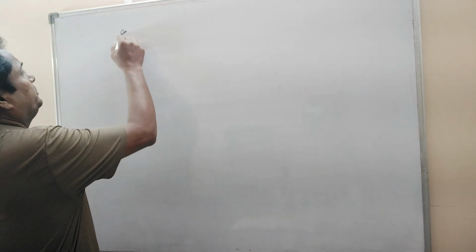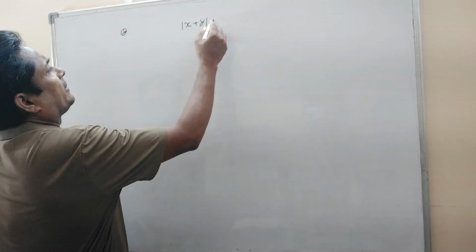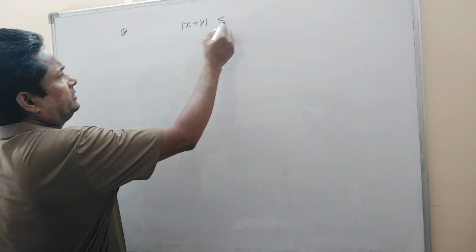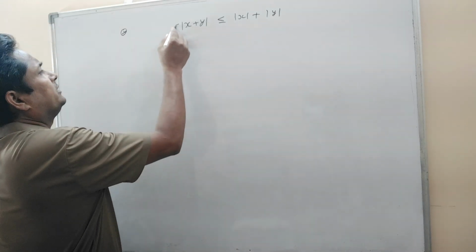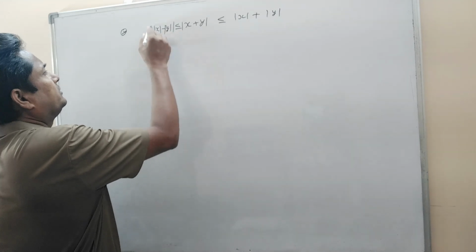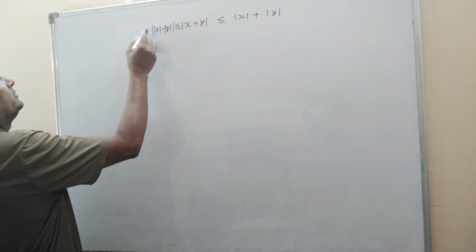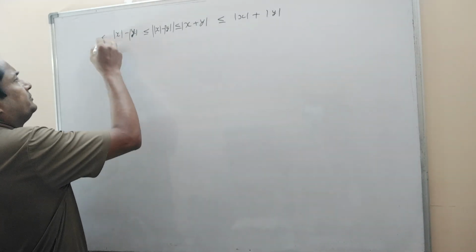Now let's solve questions on modulus. I told two most important properties. This property is: mod of x plus y is less than or equal to mod x plus mod y, and greater than or equal to mod of x minus mod of y, whole mod, which is greater than or equal to mod x minus mod of y.